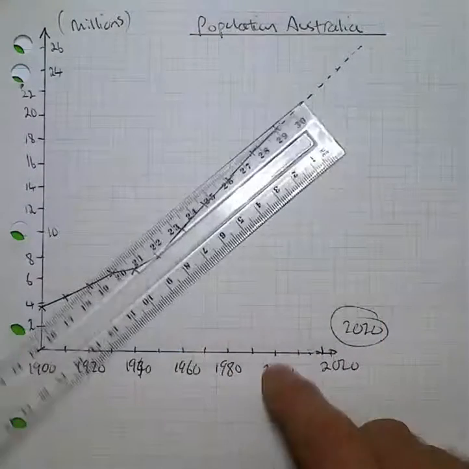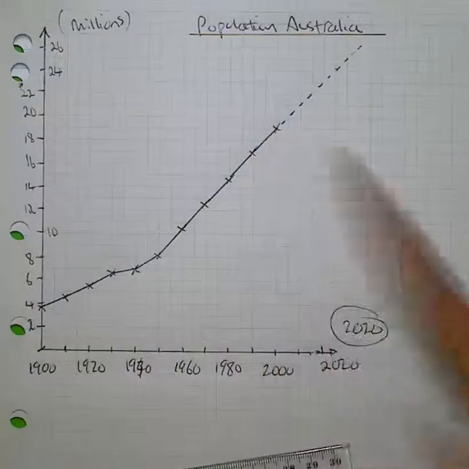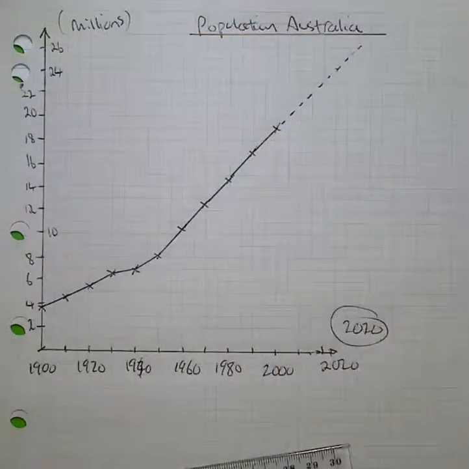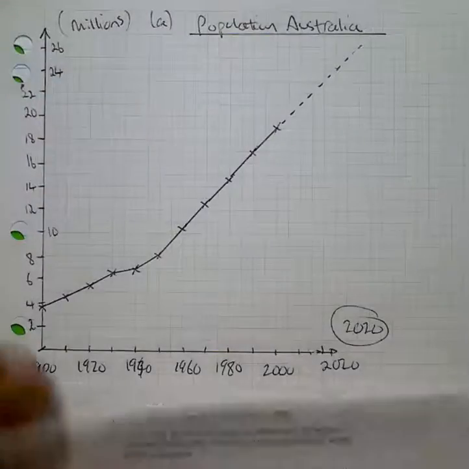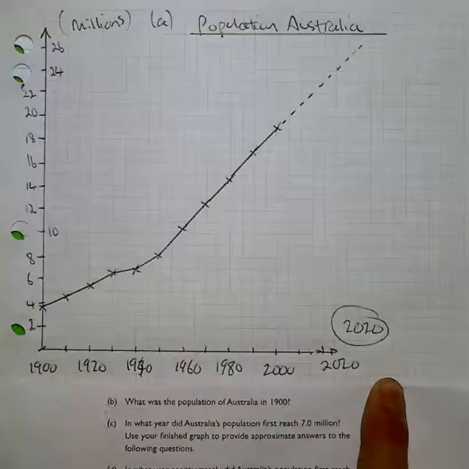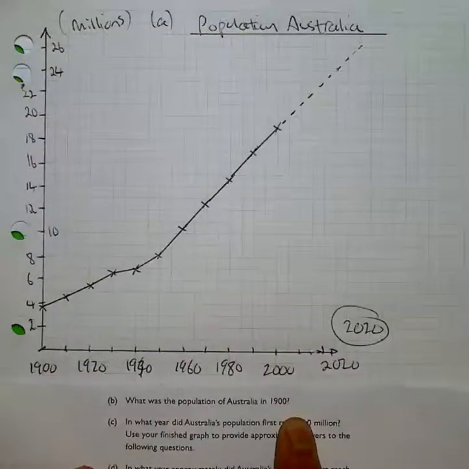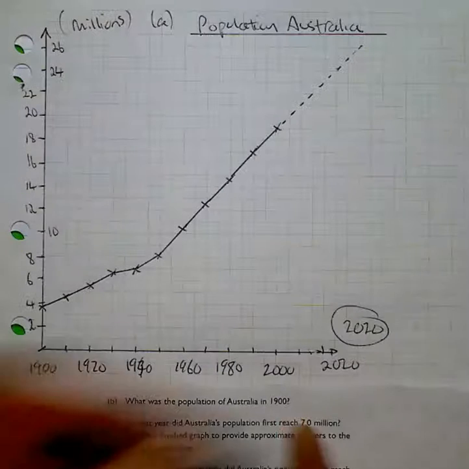Please notice everything beyond 2000, I don't have my data table. To go beyond the rest of this question, I'm going to use the graph. Obviously, I've drawn the graph. For 1900, I'm just going to go straight to the table. On the table, it was 3.8 million.